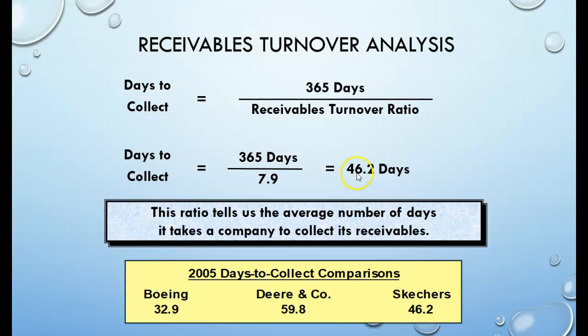If we compare it to other companies, Boeing, which had an 11.1 turnover ratio, right? They collect their receivables about every 32.9 days, 33 days. That's faster than we do. But Deere & Company, John Deere, the guys that make the big tractors, they collect their receivables almost every 60 days. So we're somewhere in between.